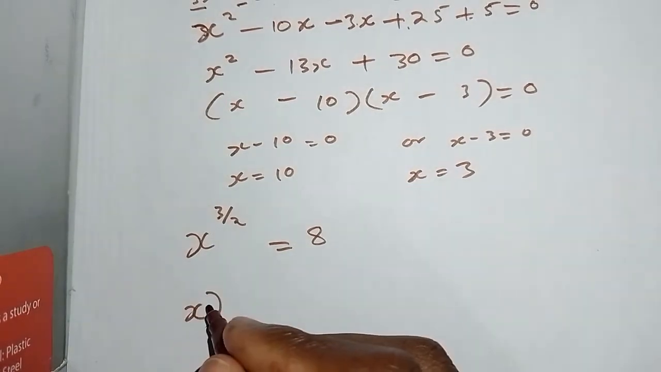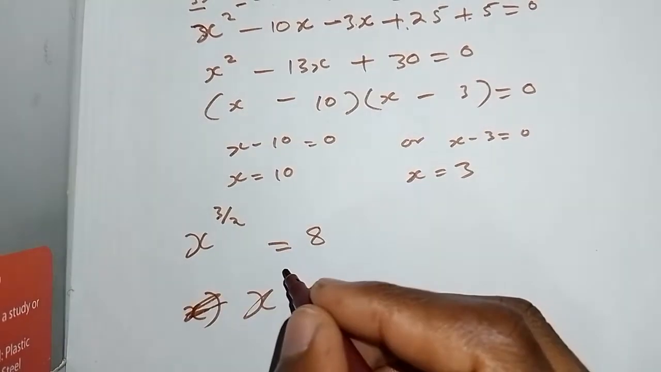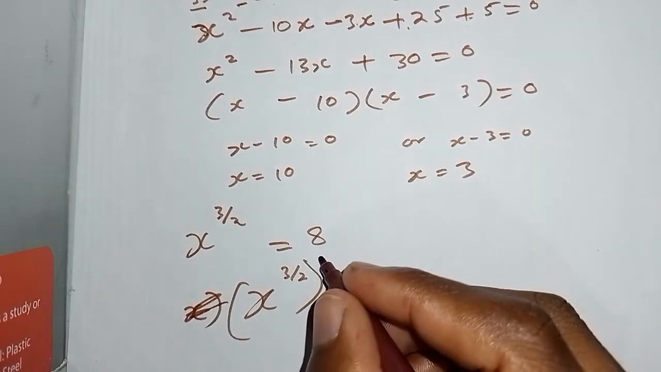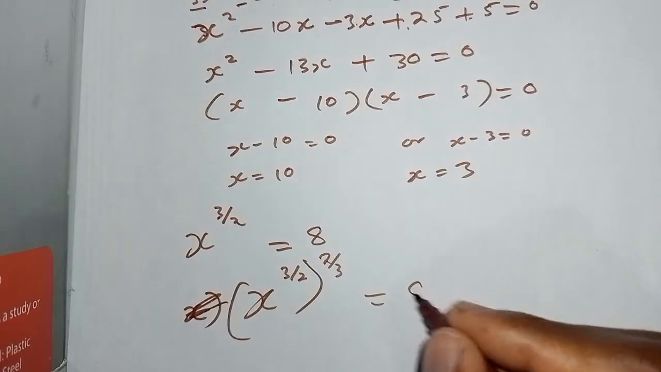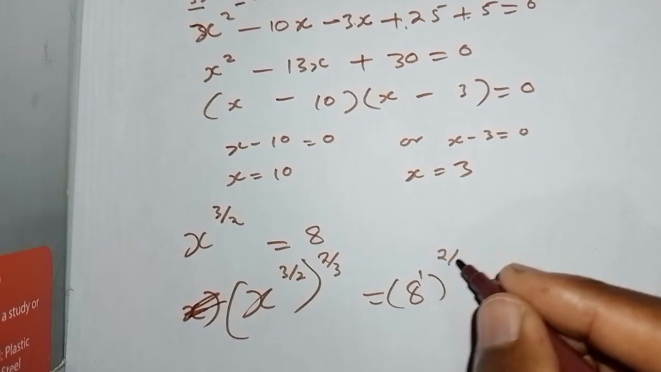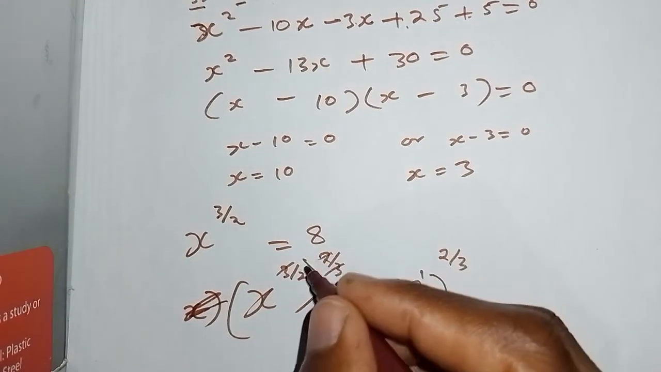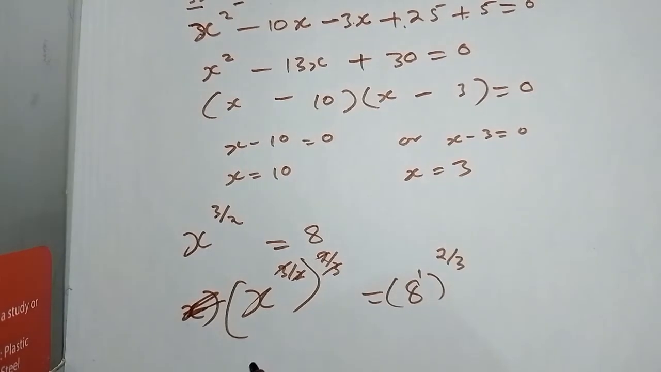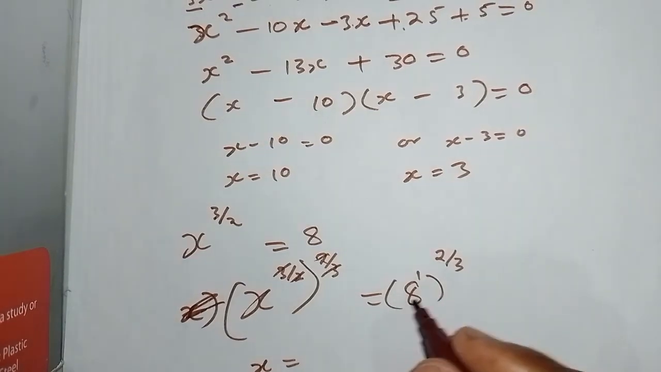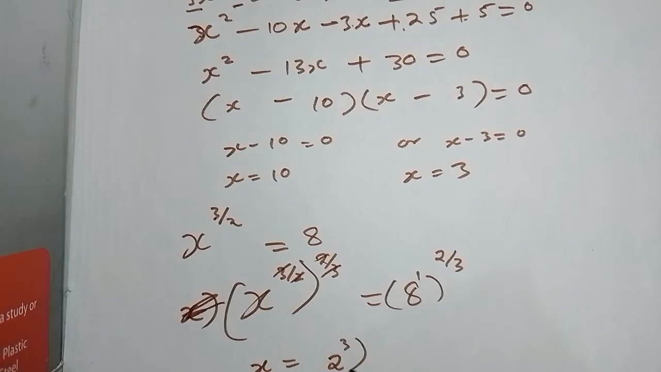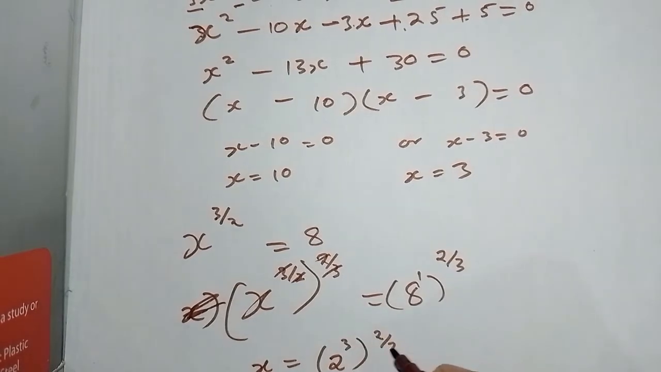Remember, I can just say I have 3 over 2 and then multiply by the reciprocal, 2 over 3, which will give me 8. What I do on my left hand side, I must do on my right hand side, 2 over 3. This and this cancel, this and that cancel. Then x is equal to 2 to the power 3 multiplied by 2 over 3.